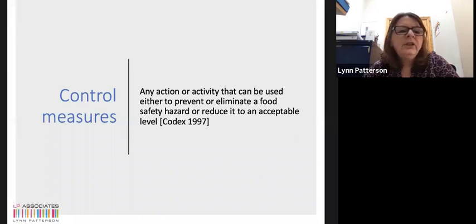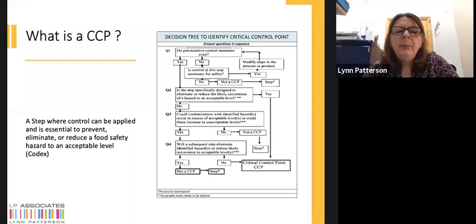A control is an action or an activity that can be used to either prevent or eliminate a food safety hazard or reduce it to an acceptable level. So sometimes we're trying to prevent the hazard from happening. Other times we're eliminating it, for example, using a sieve, or we're reducing it to a safe level, for example, using a heat process such as cooking. So our controls are procedures, and a lot of our controls are prerequisite controls. Once we've identified our significant hazards and we're happy about controls, we can then try and identify where the critical control points in our process are. And this can be quite a tricky part of the study.